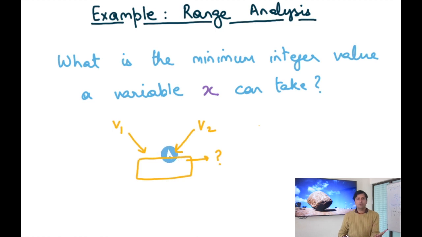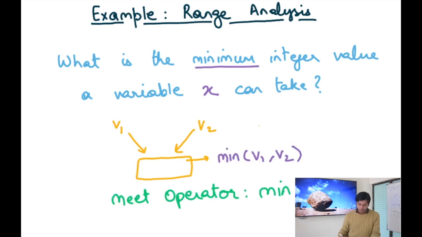The answer is we want to be accurate. We want to be conservatively accurate in the sense that we want a real lower bound. So in this case, the lower bound is going to be the minimum of v1 and v2, where min is the integer minimum operator. So the meet operator is the minimum of two values. For example, the meet of minus 1 and minus 2 is minus 2.